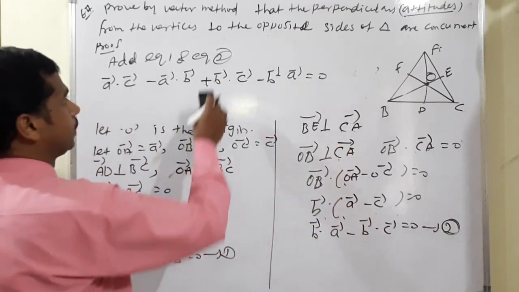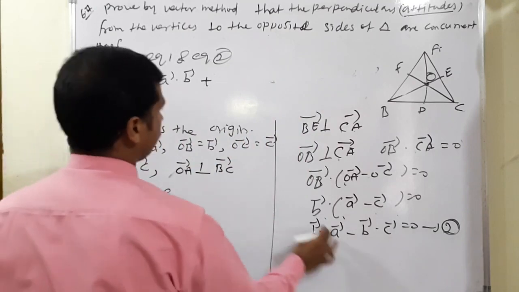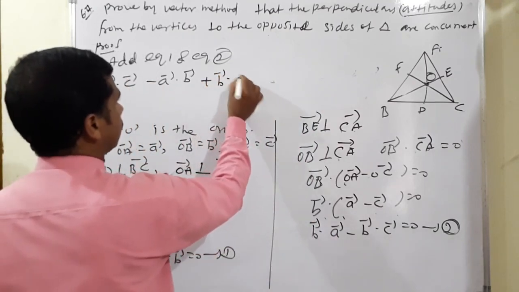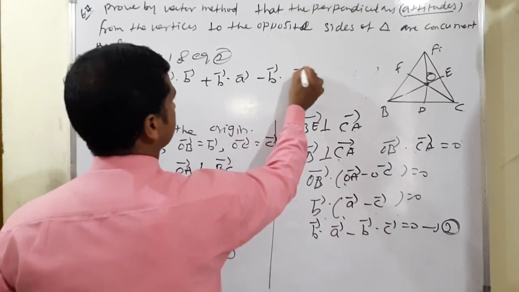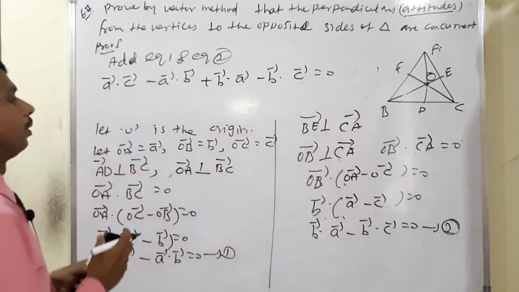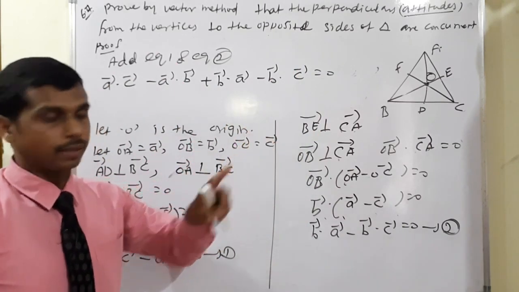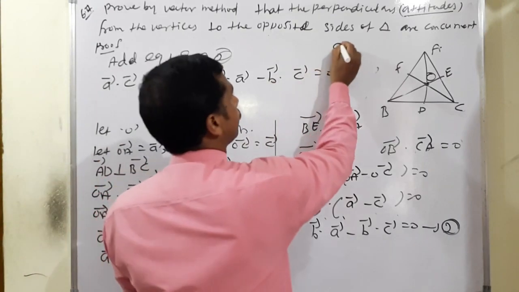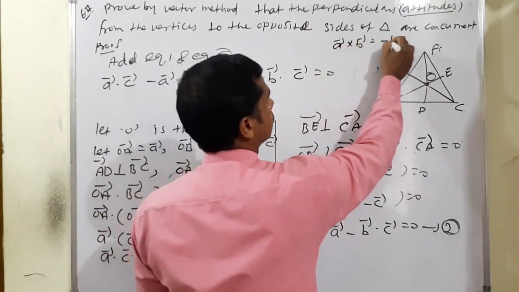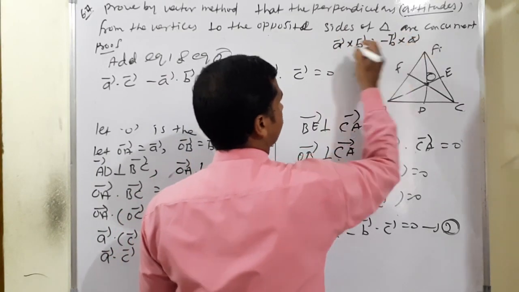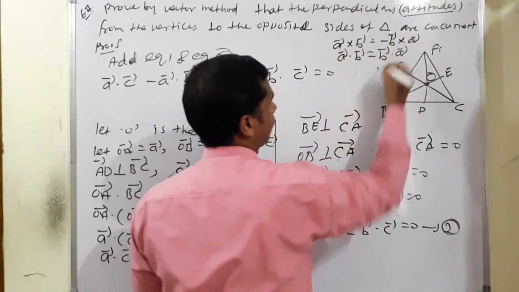Now look at the second equation: B vector dot A vector minus B vector dot C vector is equal to 0. In dot product we can interchange, but in cross product it means a minus sign. Already I told you, if you have A vector cross B vector, interchanging gives a minus sign, B vector cross A vector. But we can write A vector dot B vector is equal to B vector dot A vector.